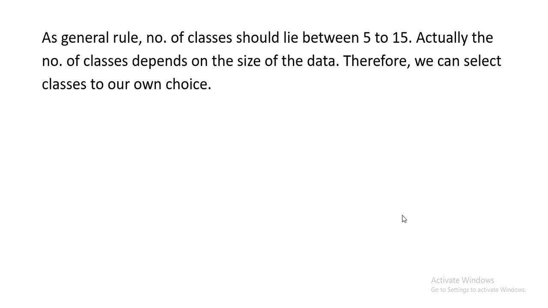Okay, now as a general rule, the classes should lie between 5 to 50, or it depends on the size of the data. So here I'm taking the number of classes as 5. So I want to divide this data into 5 classes.